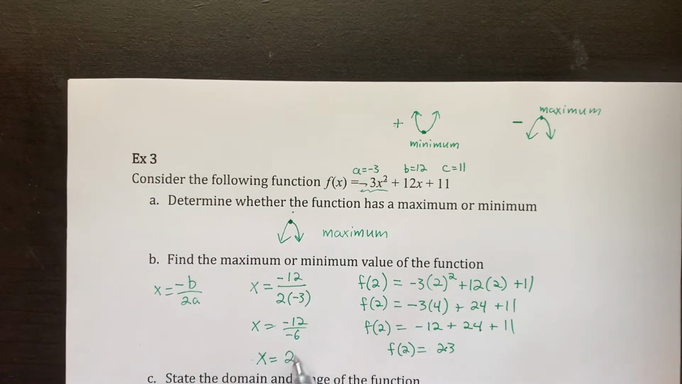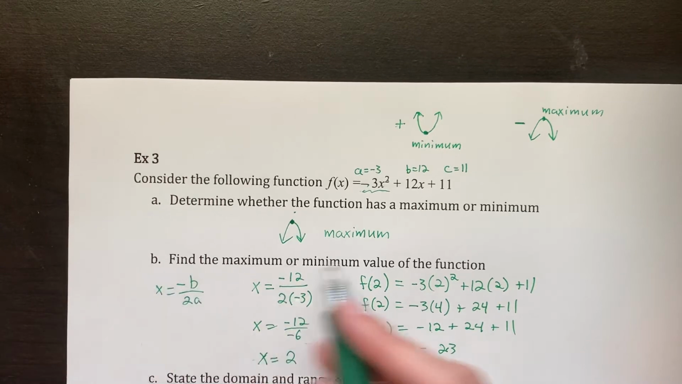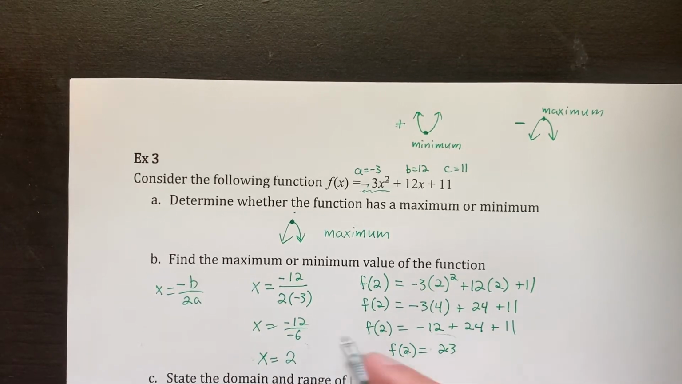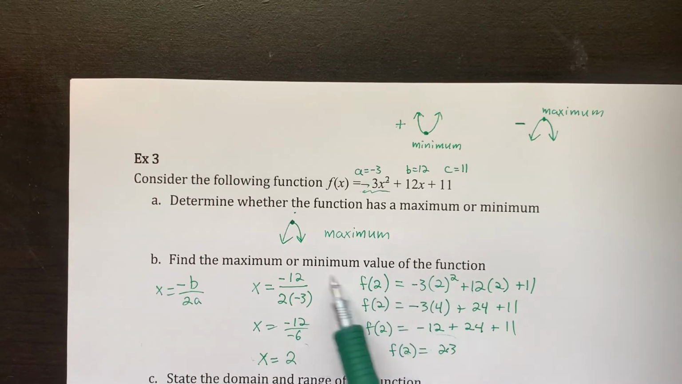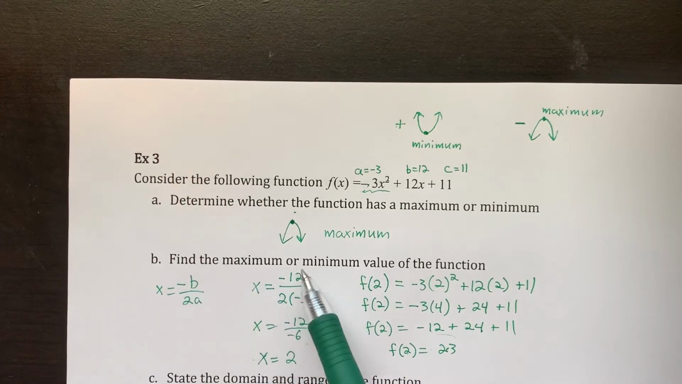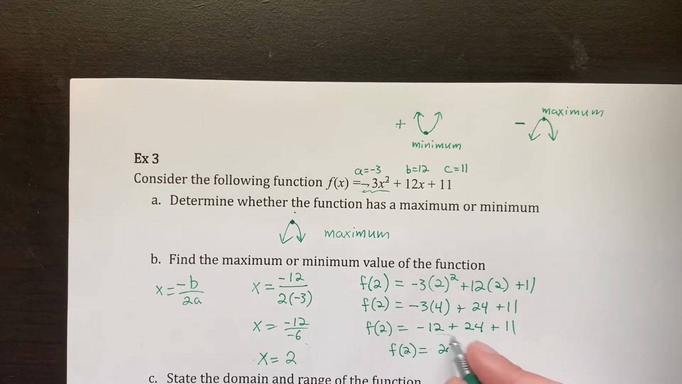So this is where the minimum or maximum is. It's how far sideways. But if I'm wanting to know what it is, it's 23. So find the maximum or minimum value of the function, let me reread that. Find the maximum or minimum value of the function. The value itself is the 23, right here. So 23 is our answer.